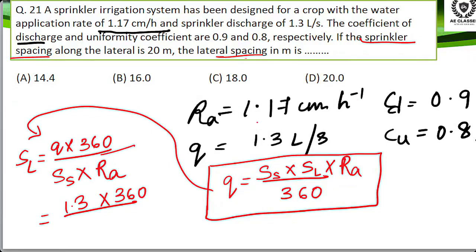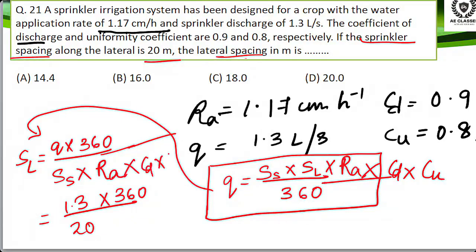SS is how much? 20. Okay, one more thing here. SL, this one into CD into CU. Okay, so if I convert this formula, then it will be CD, the coefficient of discharge, and CU, the uniformity coefficient. So this will become 0.9 into 0.8. Okay, so try solving it.